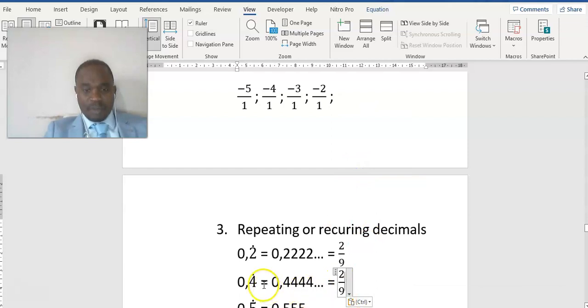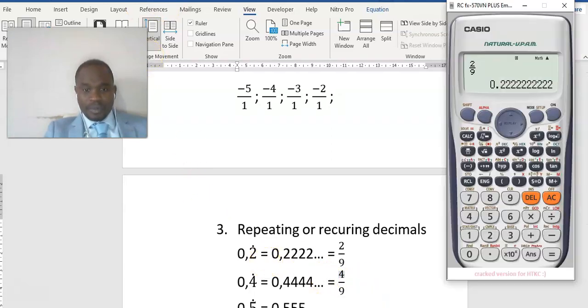0,4 with a dot at the top. This one, what is it going to be? It's going to be 4/9. Let's press 4/9 on the calculator and see what it's going to give us. 4/9. Now 4/9 gives us what? 0,4444, which is the same as that, né?